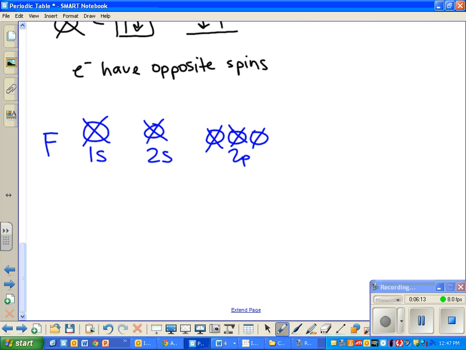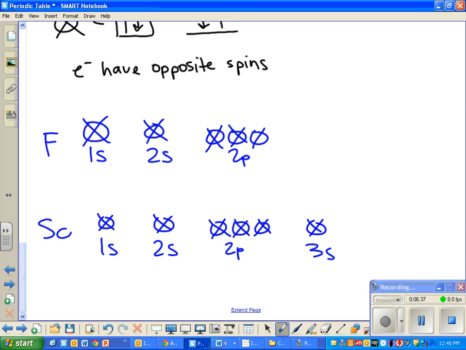Let's do one more. If we were to do scandium, we'd have 1s2, 2s2, 2p6, then we'd have 3s2 and 3p6, then 4s2, and then 3d. You have to draw the 5 orbitals, but it's just 3d1. So that's orbital filling diagrams.